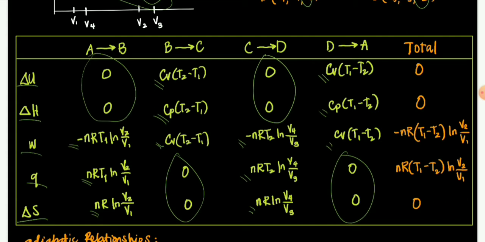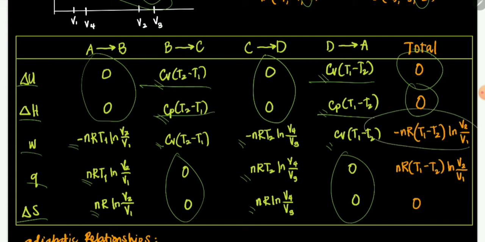So the sum of the thermodynamic properties in the whole cycle is, for delta U, 0. Kasi that's CV times T2 minus T1 plus CV times T1 minus T2. So pag inan yan, 0 yan. Ganun din sa enthalpy. Okay? 0 din yung state function na to. For W, the net change in the work is negative nR times T1 minus T2 ln V2 over V1. Since V2 is greater than V1 and T1 is greater than T2, this particular value of work is less than 0 because of this negative sign. Kung negative yung work nyo, positive yung magiging net na Q.